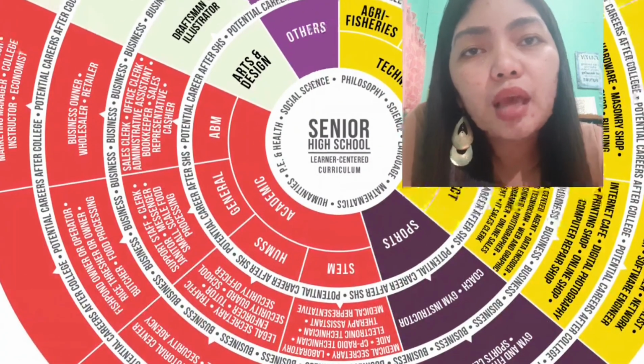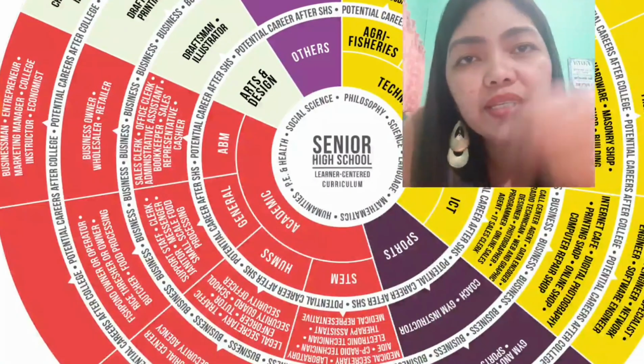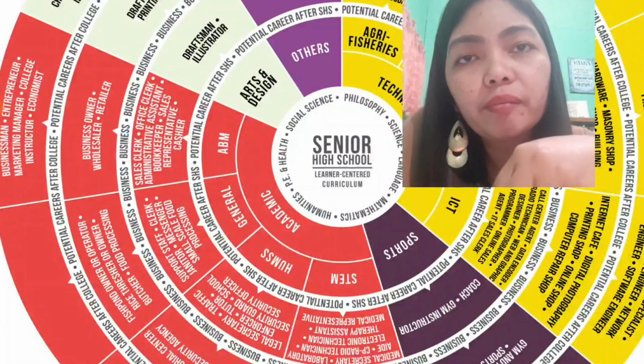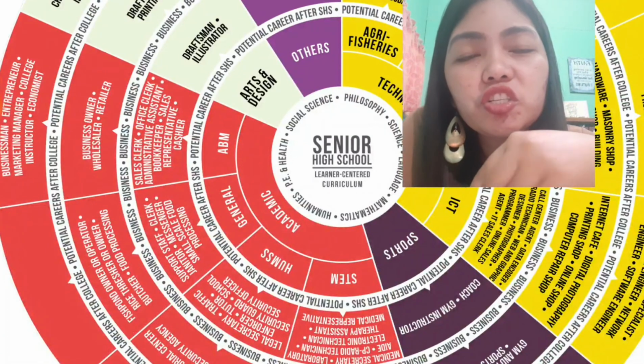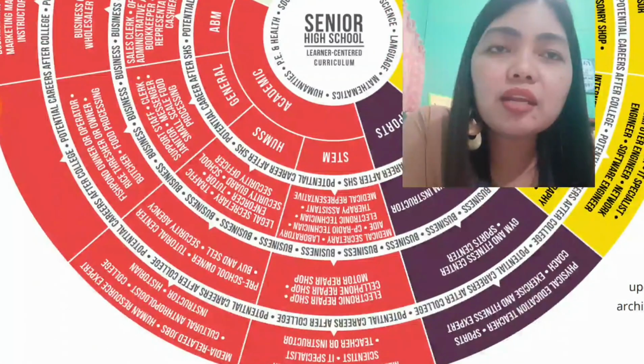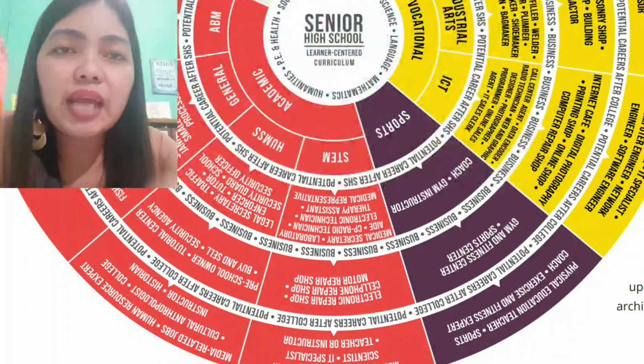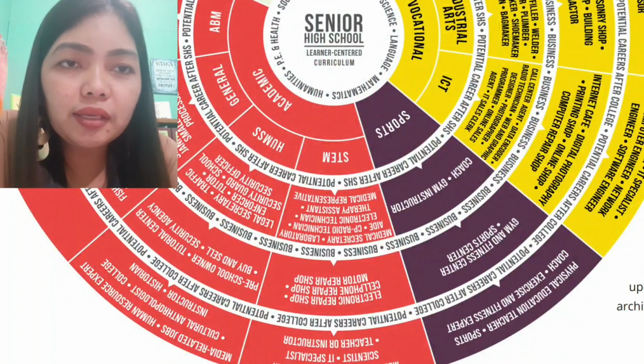And what are your potential careers after college? You can be a businessman, entrepreneur, marketing manager, college instructor, and economist. So, this is how we interpret this career wheel. We look at it first. For example, if you are a career advocate, let us help the students understand.